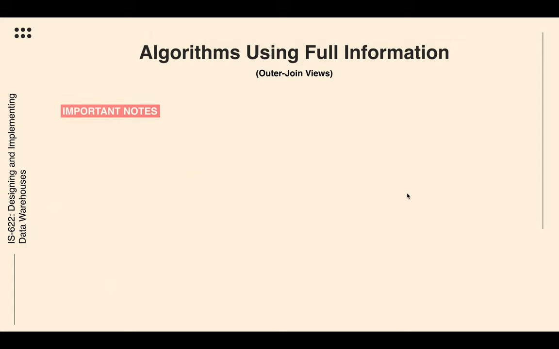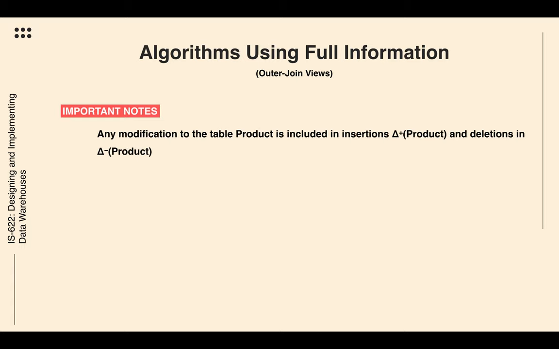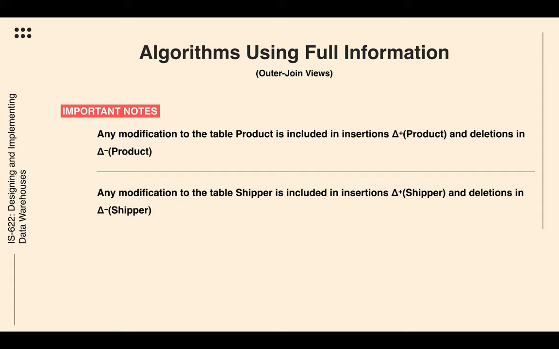Let's talk about a few things before we go into detail on how the operations of insertion and deletion work on outer join views. Whenever we modify anything in the product table, as I mentioned earlier, we create a projection called delta plus. And if we delete something, we create a projection called delta minus. If it's for a product, we say product, and if it's for a shipper, we say shipper. I just wrote it down so that you remember.